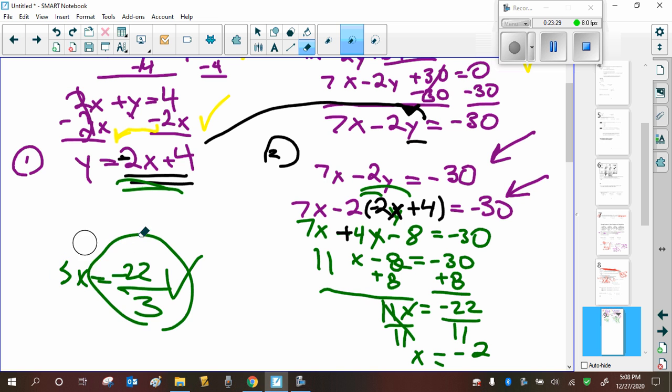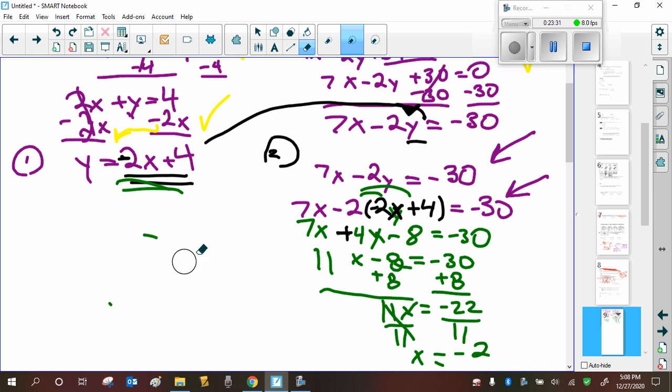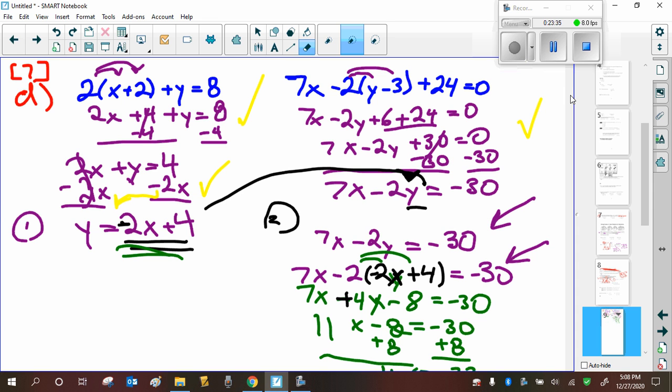And then my third step is to substitute that into either equation. And I'm going to let you not go to the blue equations, which are the original equations. That's usually what you have to do. But I'm going to let you just go with the 1 and 2 here.